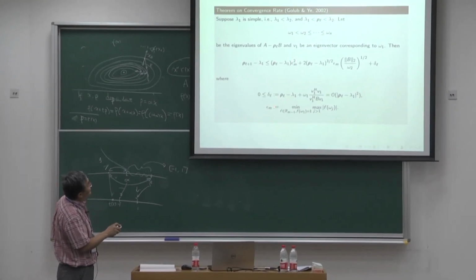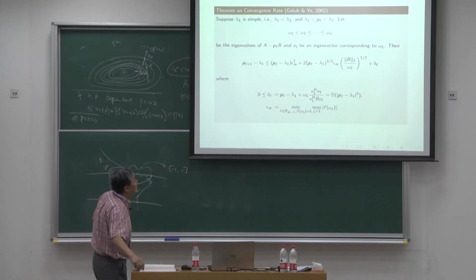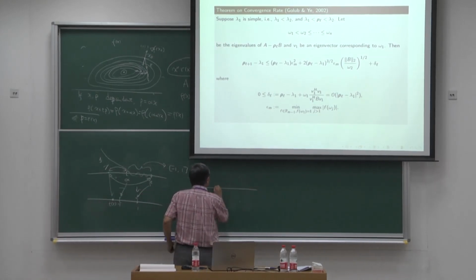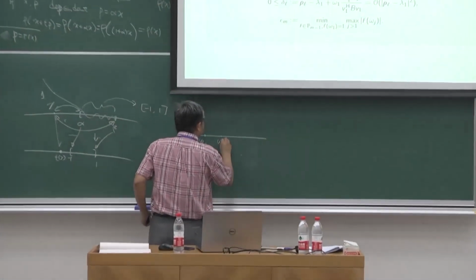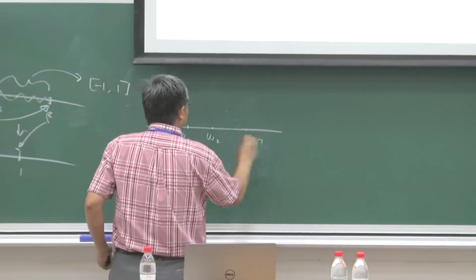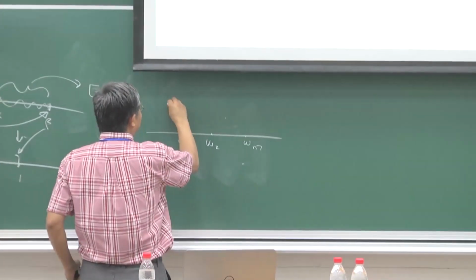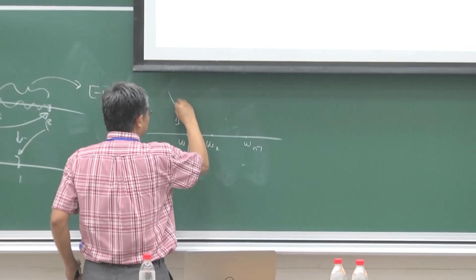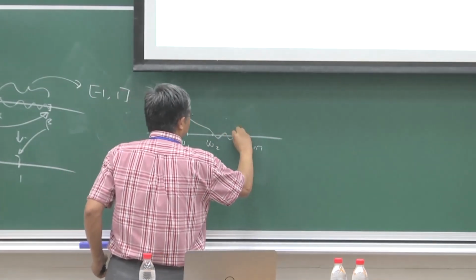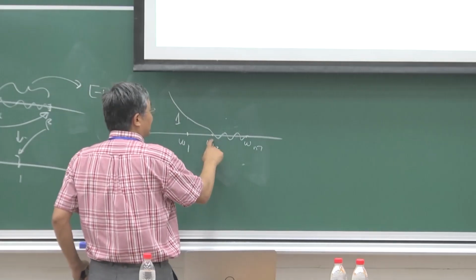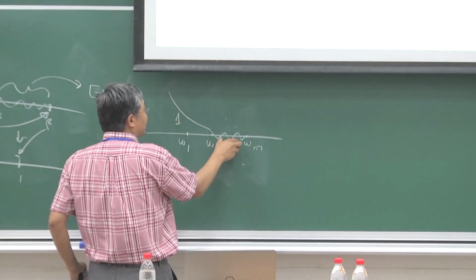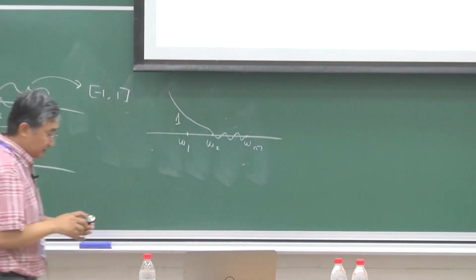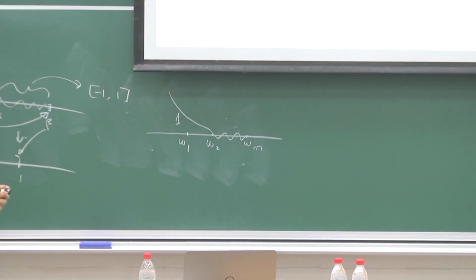What is mu m? Mu m is the best polynomial that takes the value omega 1 right here, omega 2, omega m. So for this f, the possible optimal is taking one value here and making it as small as possible, the max value between omega 2 and omega n. So if this number is small, every iteration you go, this error is reduced by the square of that number.